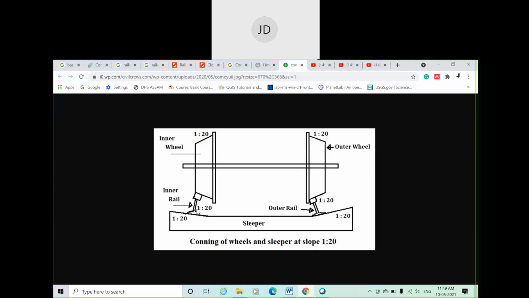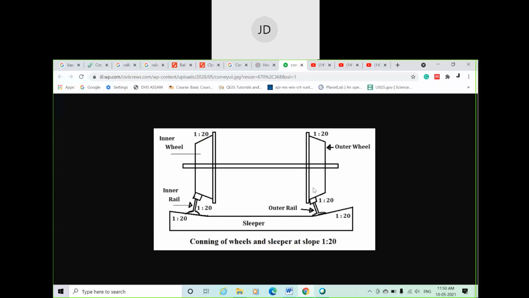The rail. This is a rail, right? This is a rail. It is not fixed vertically. It is placed in an inclined position in a slope of 1 in 20. You can see the diagram. Even in this diagram, you can see that the rail is not fixed in the vertical line. It is a little bit inclined, in a slope of 1 in 20, the same slope. In the same slope, it is also fixed like that.